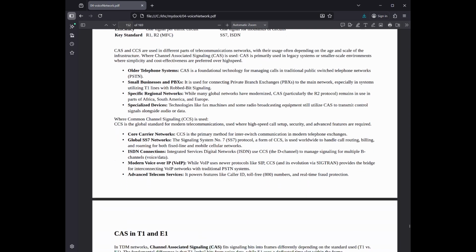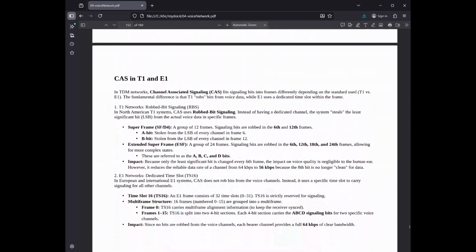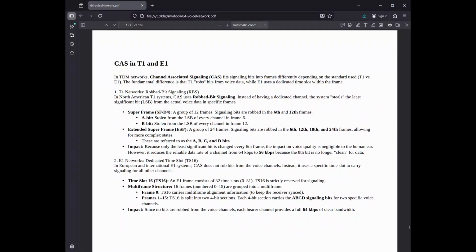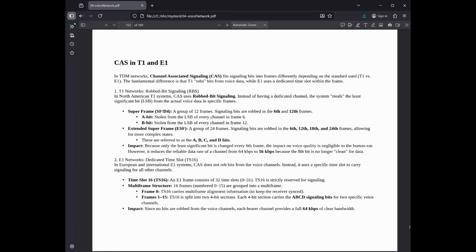CAS in T1 and E1 TDM networks: channel-associated signaling, CAS, fits signaling bits into frames differently depending on the standard used, T1 versus E1. The fundamental difference is that T1 robs bits from voice data, while E1 uses a dedicated time slot within the frame. One, T1 networks: robbed bit signaling, RBS. In North American T1 systems, CAS uses robbed bit signaling.